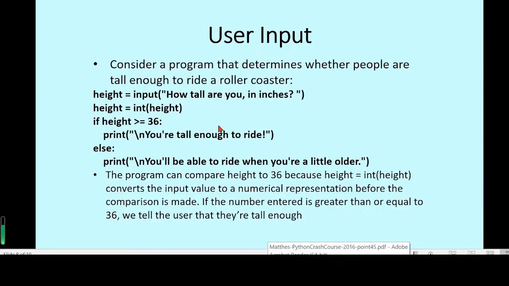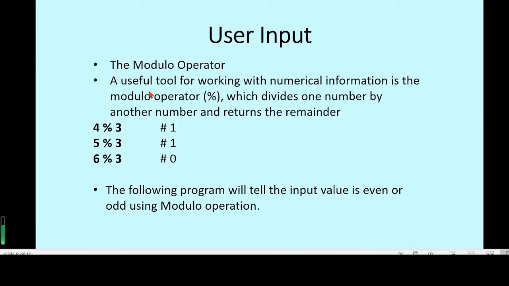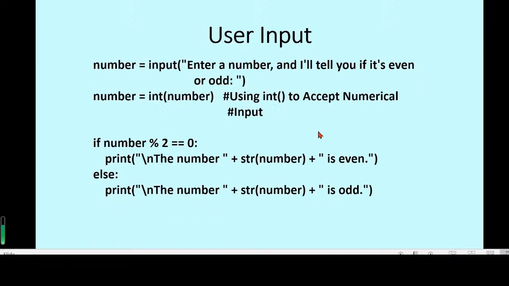Yeah, this is the code we have used. The modulo operator. A useful tool for working with numerical information is the modulo operator, which divides one number by another number and then returns the remainder. So we use the percent symbol for the modulo operation. For example, 4 modulo 3 will get 1, and 5 modulo 3 will get 2 here.